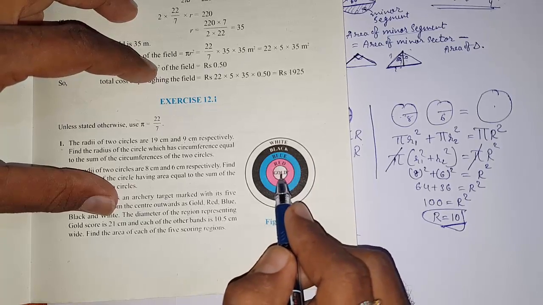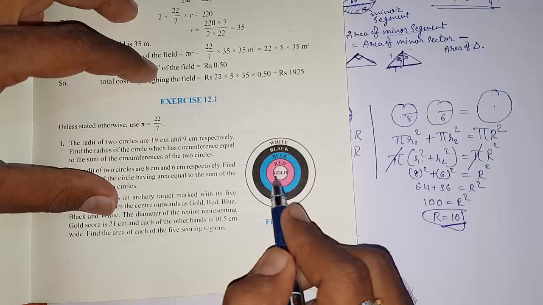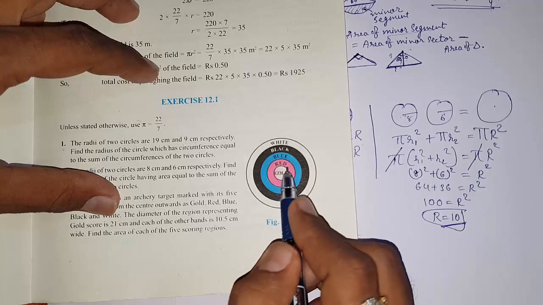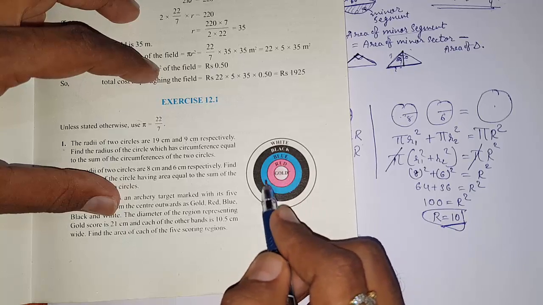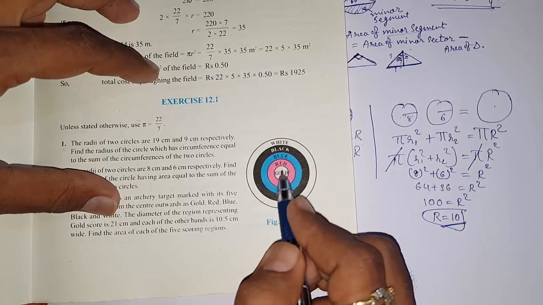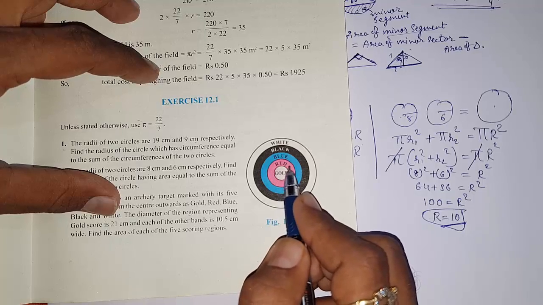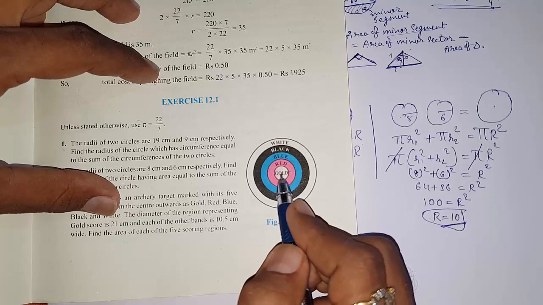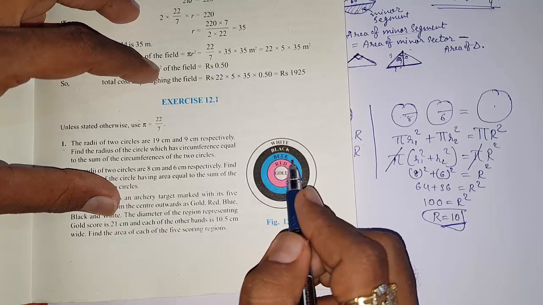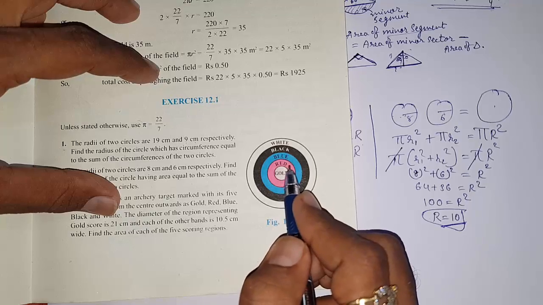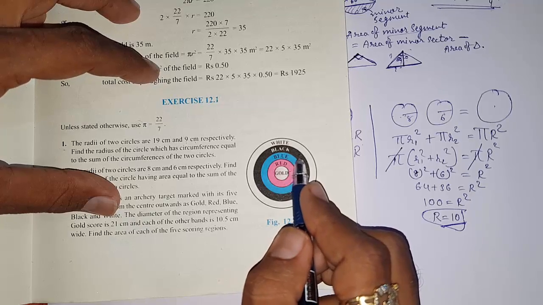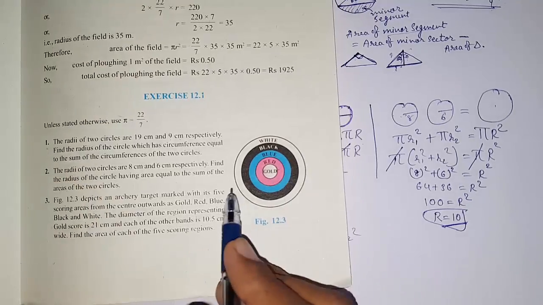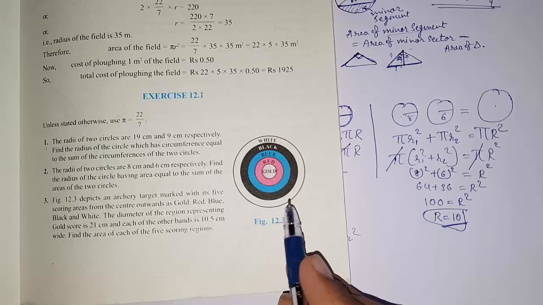Gold you can directly find out. First of all find out gold, that you can directly find by pi R1 square. Now for finding red, first you have to find gold plus red, the bigger circle having both gold and red, that will be pi R2 square, minus the area of gold, pi R1 square. Then for this blue region, pi R3 square minus pi R2 square. For this black region, pi R4 square minus pi R3 square. Similarly, you have to find out all the areas.